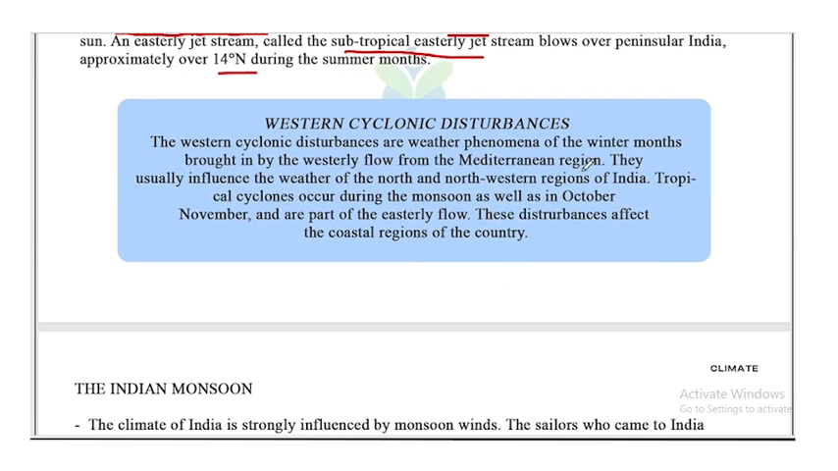Now, western cyclonic disturbances. The western cyclonic disturbances are weather phenomena of the winter months brought in by the westerly flow from the Mediterranean region. They usually influence the weather of the north and northwestern regions of India. Tropical cyclones occur during the monsoon as well as in October-November and are part of the easterly flow. These disturbances affect the coastal regions of the country.